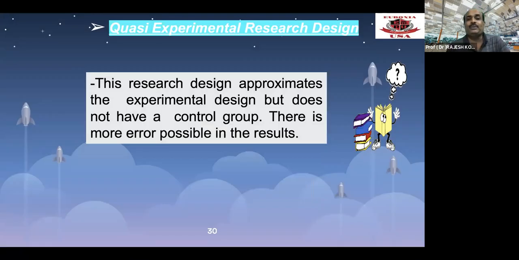Next is the quasi-experimental research design. Usually research is classified into experimental research and non-experimental research. In experimental research we use three main iconic things: randomization, control, and manipulation. If one is missing, it is called quasi. If none are there, then you can say this is a qualitative or non-experimental design. This quasi design is halfway. It approximates the experimental design but does not have a control group. There is more error possible in the results.